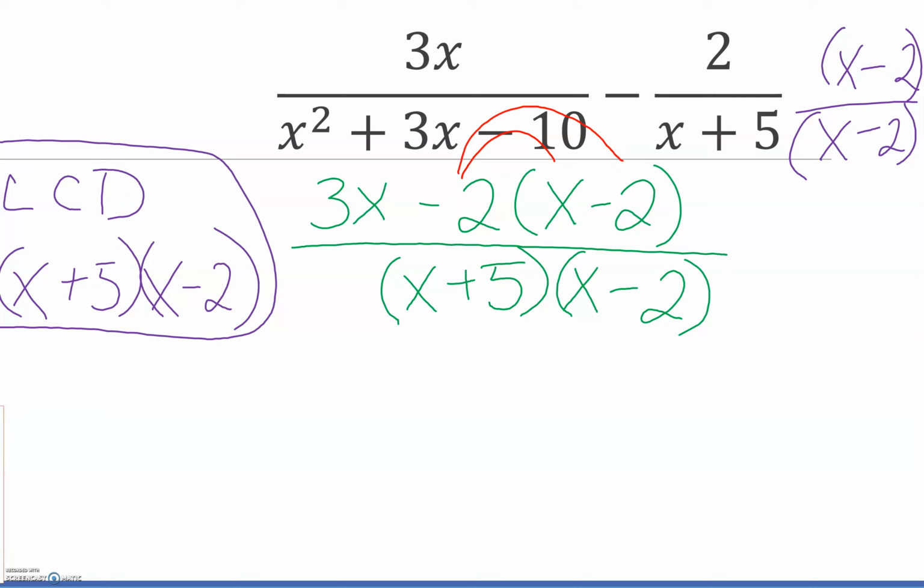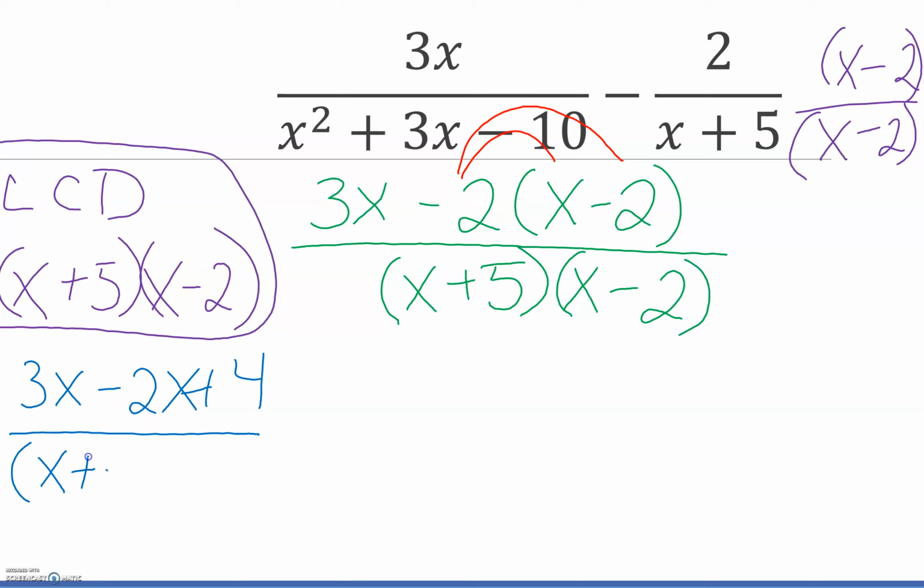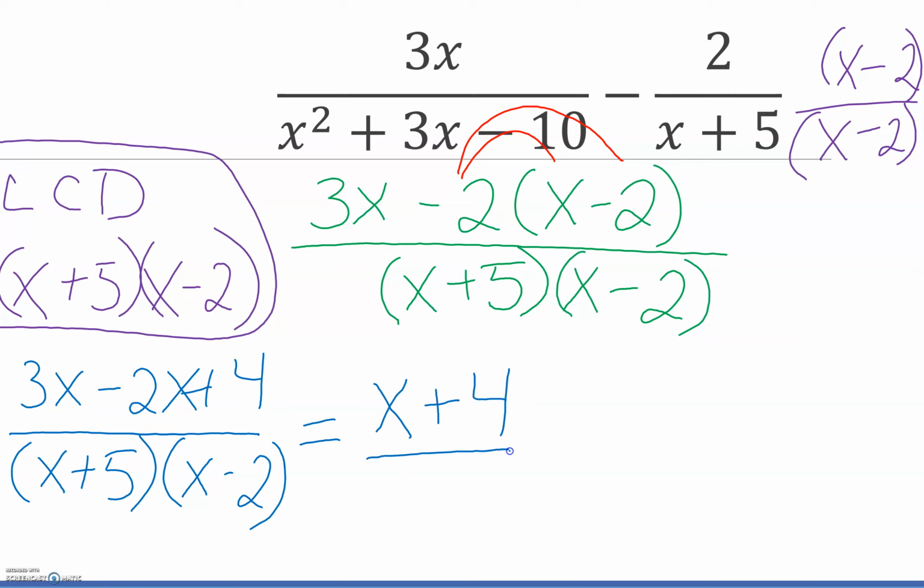So when I do that, I get 3x minus 2x plus 4. And that's all over x plus 5 times the quantity x minus 2. Now 3x minus 2x is x. So I have x plus 4 over the quantities x plus 5, x minus 2. And there's nothing else that could be simplified here.